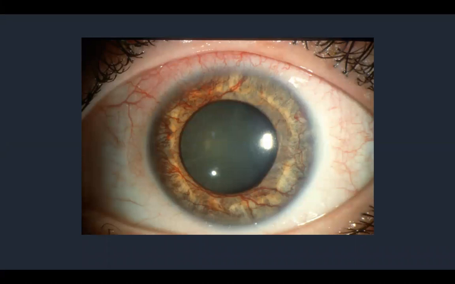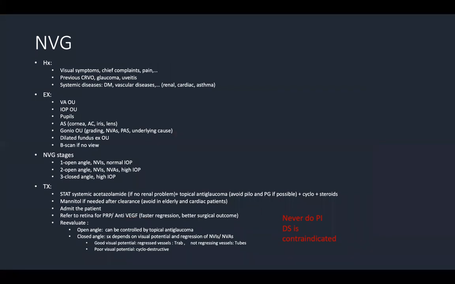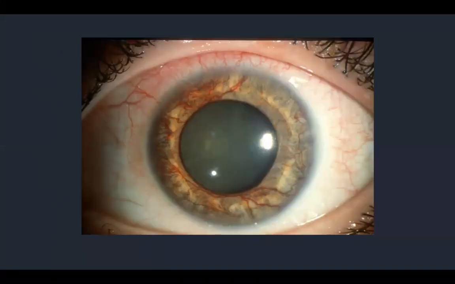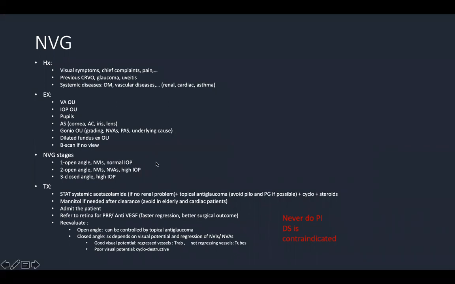If the NVI is already regressed and the media clears, we can proceed with PRP. I mean, glaucoma-wise, we can do surgery if we're expecting more IOP spikes, tube surgery mainly in NVG. Okay. Usually, if the angle is open, the IOP might normalize after regression of the vessels, or might respond to topical treatments.